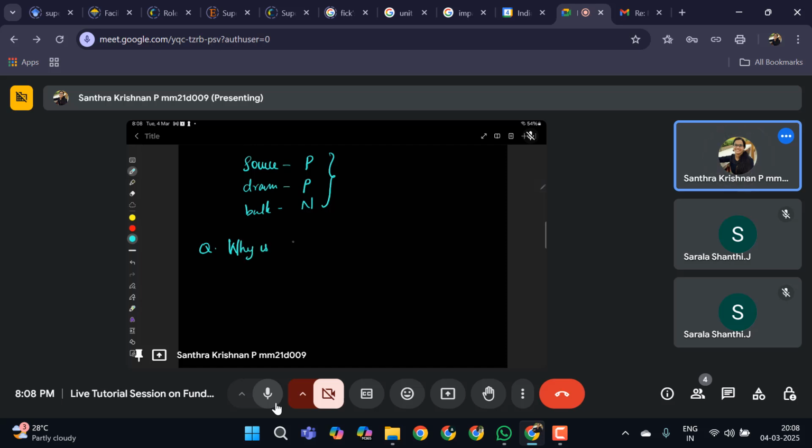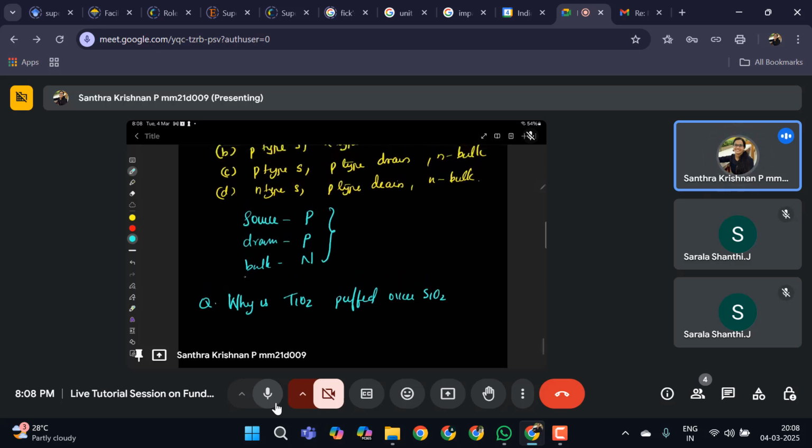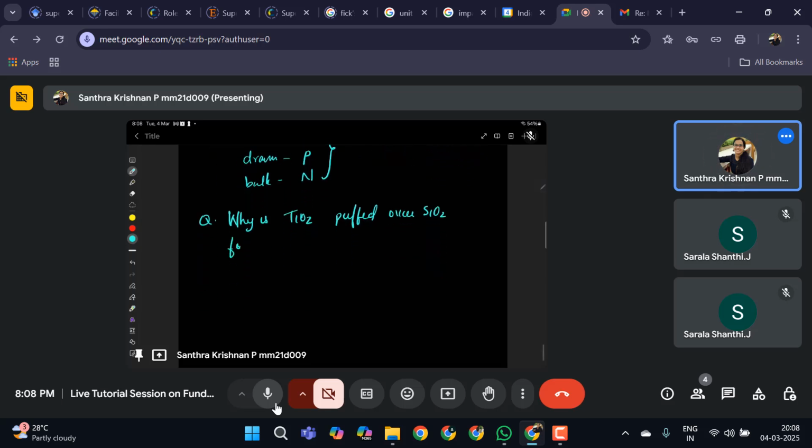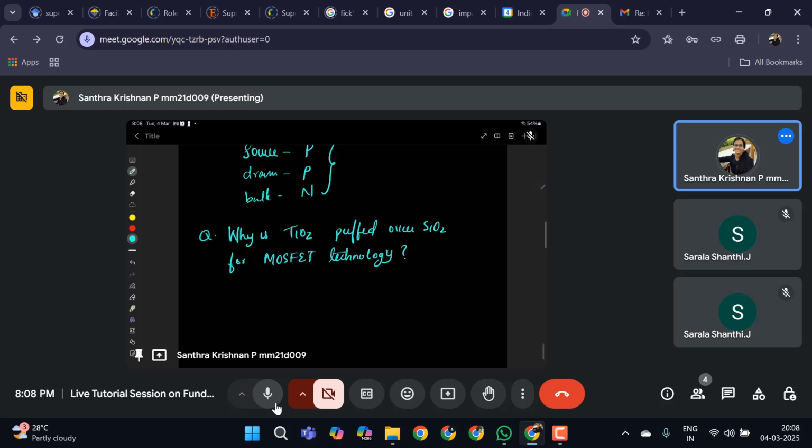So the next question is, why is titanium preferred over silica for MOSFET technology? This is a logical question. Even if you Google it, you will get the basic concept of which aspect of the semiconductor material it depends on. Basically, why is TiO2 preferred over silica for MOSFET technology?